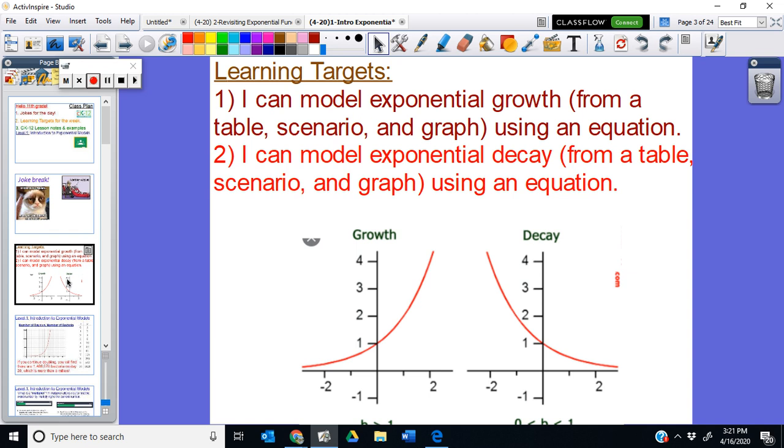Here are the learning targets that I would like you to have by the end of the week or by the end of next week, depending on which lesson you're choosing. The first one is I want you to be able to model growth using an equation from a table or from a graph or from a scenario. And I also want you to be able to model exponential decay.